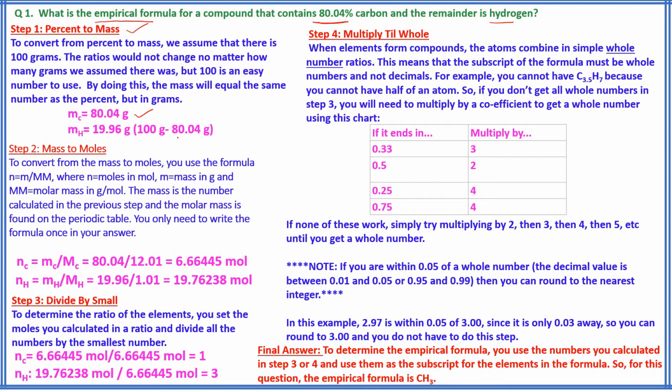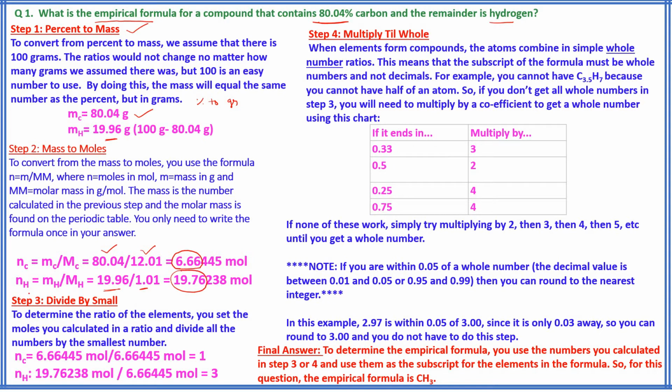I am converting these into grams. Mass of carbon is 80.04 grams, mass of hydrogen is 19.96 grams. I have converted the percentages into grams, right? Next, conversion of grams into moles. What is the mass of carbon? 80.04. Atomic mass of carbon is 12. We get 6.6, which is the number of moles of carbon. Next, the mass of hydrogen is 19.96 and atomic mass is 1. How much are you getting?